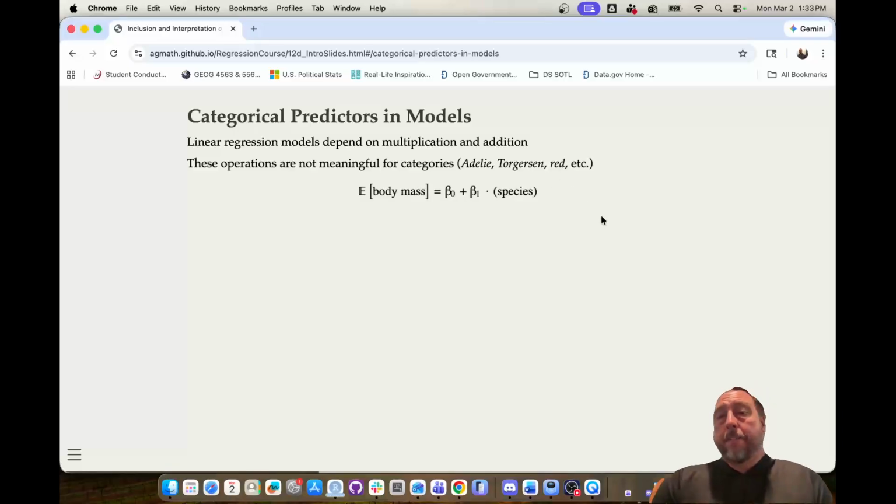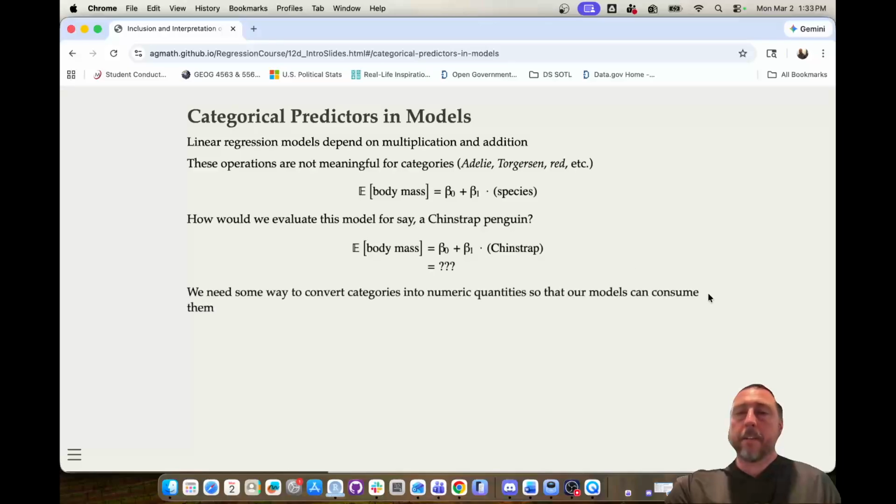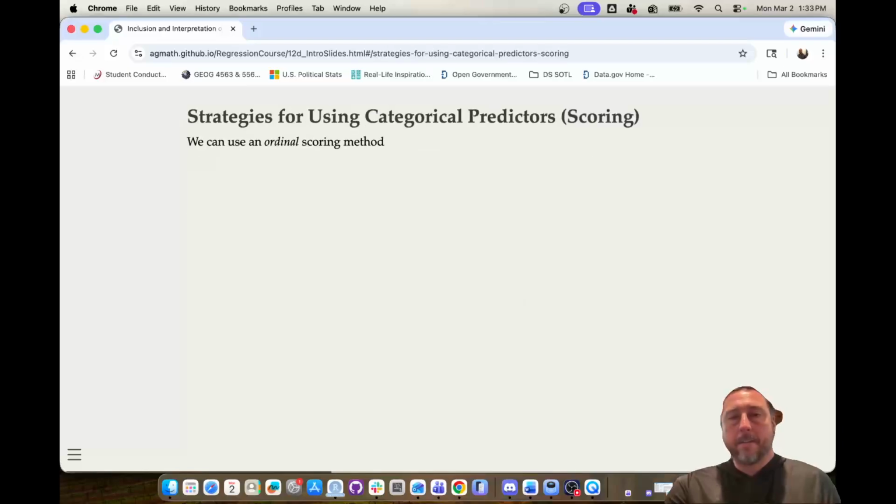So we couldn't really fit a model that predicted expected body mass as some intercept plus some slope on species, at least not in the native form. We couldn't really evaluate this model for a chinstrap penguin. Again, because of what we've been saying, multiplying chinstrap by some number and adding it to some other number is not meaningful. So we need some way to convert categories into numeric quantities that our model can consume and utilize.